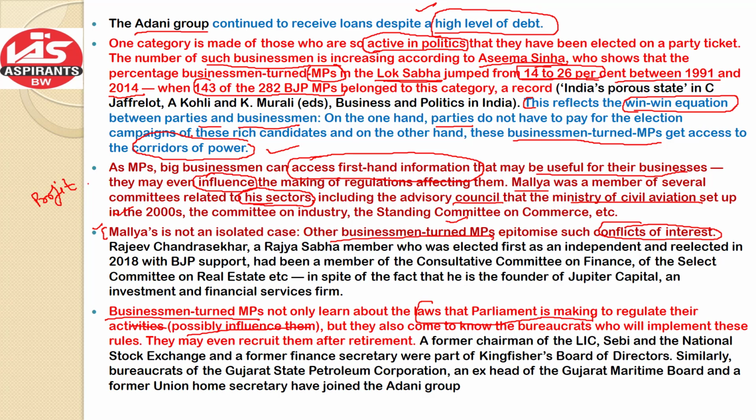If they come into politics, they will also come to know which bureaucrats will implement these rules. So they will get to know the bureaucrats who will implement these rules or policies, and therefore they can affect their independence. How? They will lure them, saying that we can recruit you even after retirement. So now the bureaucrat will not function independently, because they have been lured by these businessmen that they can be recruited after retirement. So that means the public office is no longer independent. It is being influenced by these businessmen, right?